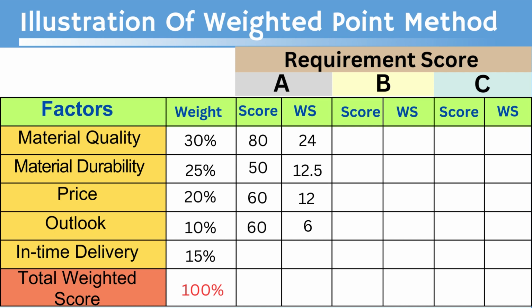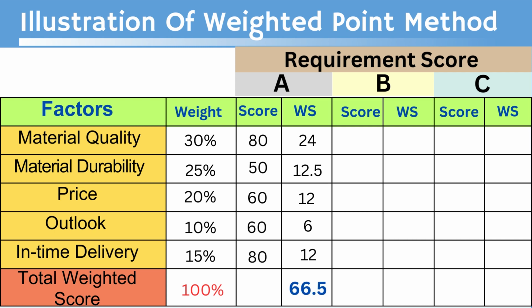For the delivery factor, the score is 80, and the weight assigned is 15%. Multiplying these values, we find that the weighted score for company A's delivery is 12. So, the total score of company A is 66.5.